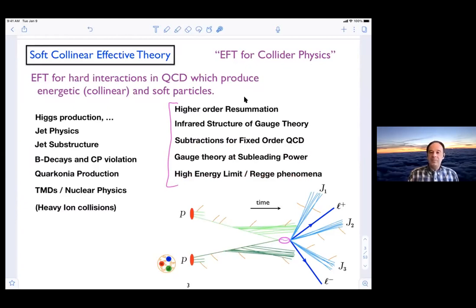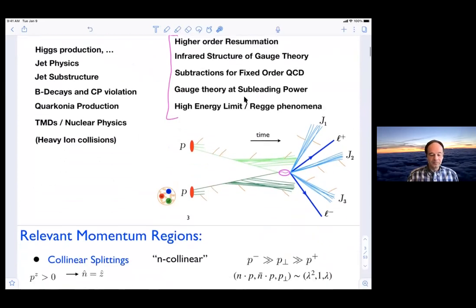So the basic process to have in mind is that you have some kind of hard collision. Maybe you have two protons at the LHC. There's a hard collision of partons at short distance. And then you produce a number of things, including maybe some leptons, as well as some jets. And you want to describe the physics of this process, which is a multi-scale process. And that's what SCET is going to allow us to do.